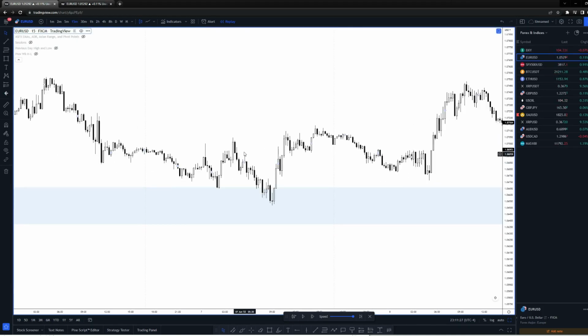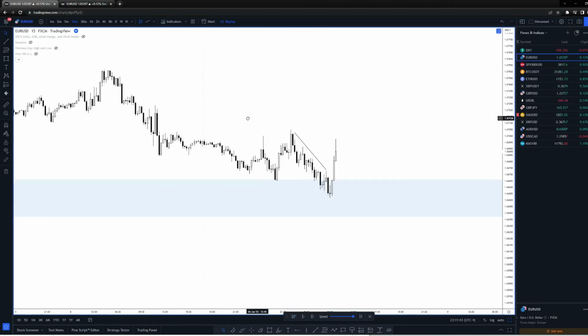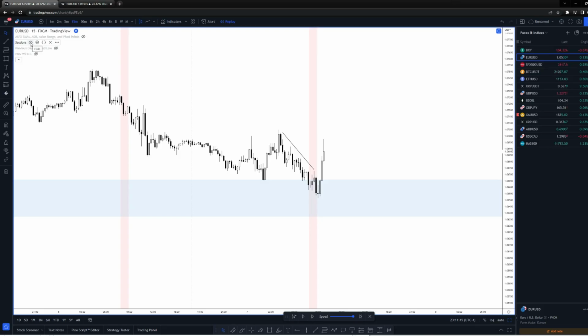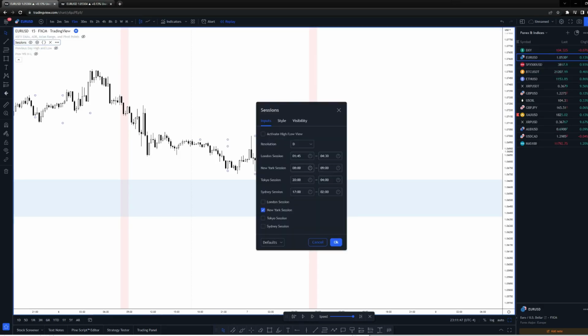We had the market build up a liquidity pool on a trend line, and right around the 9 o'clock hour going into 9:30, we see an impulsive push. So that's how the market was looking during the peak of New York. I'm going to make the session time for New York from 7 o'clock to 10.